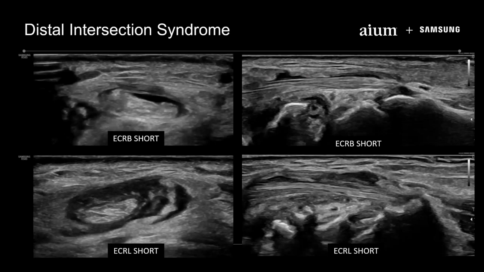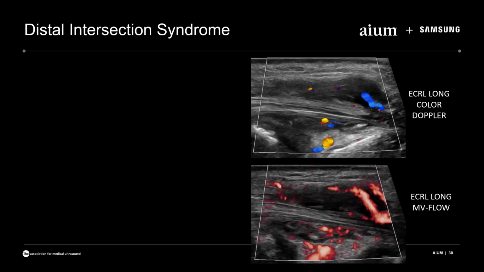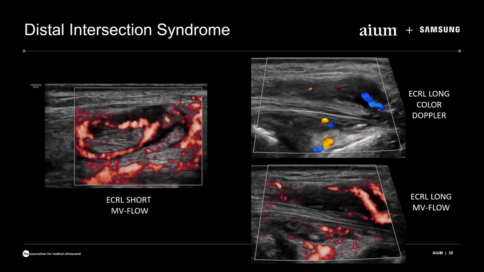The ECRL is more involved. The tendon, we see the compact fibrillar structure of the tendon, which is expected. But then look at all this hypoechoic expansile fluid in the tendon sheath, indicating tenosynovitis. Let's add some color Doppler to this ECRL, and you can see that hypoechoic fluid is somewhat vascular, indicating that there's some synovitis. When we add MV flow, it brings out even more vascularity. And if we turn short axis on that, it's quite dramatic around that ECRL tendon. So quite a bit of hyperemia corresponding to the patient's pain.